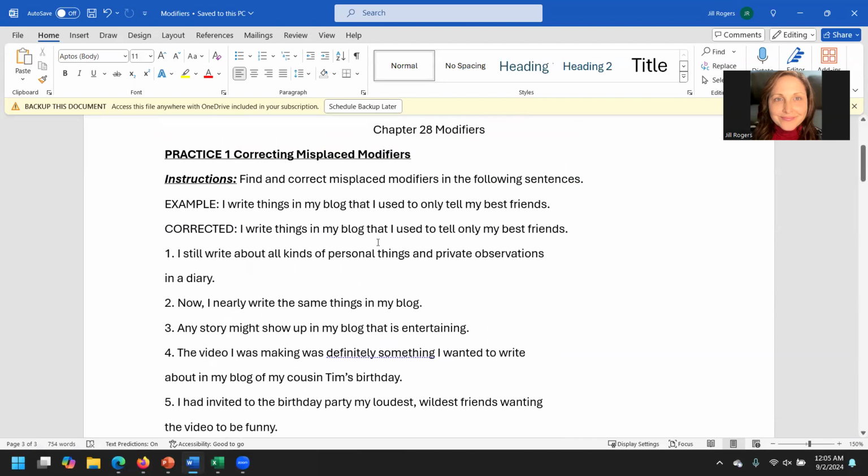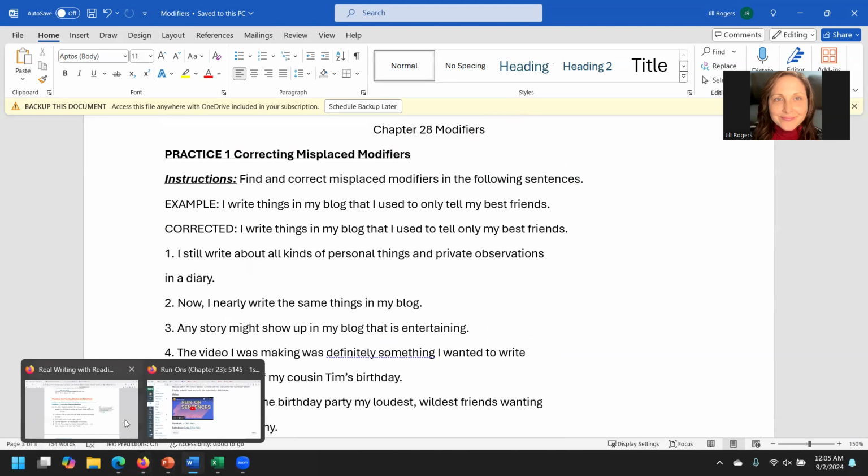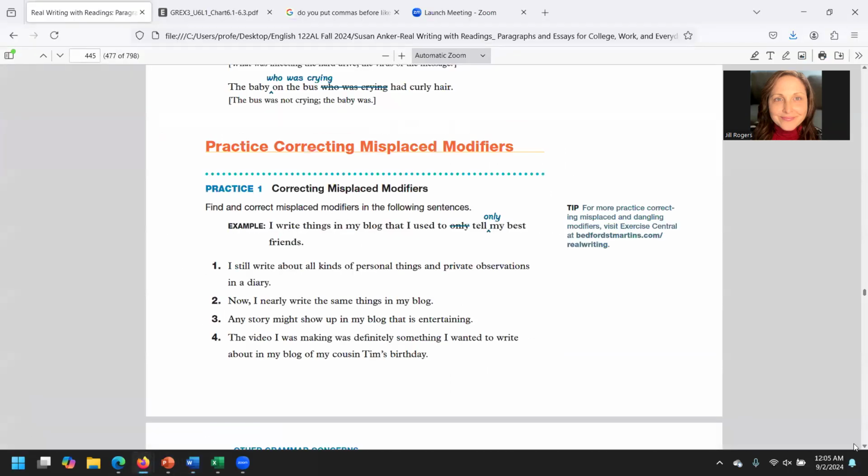So here it says, I write in my blog. I write things in my blog that I used to tell only my best friends. Okay. So this one's really specific. Just find those words and make sure you put them before what they're modifying. Okay. Moving on.